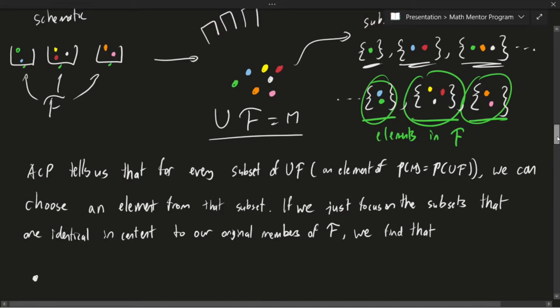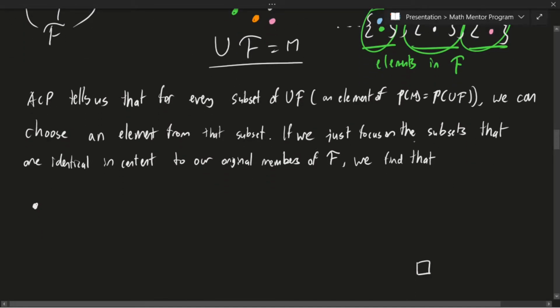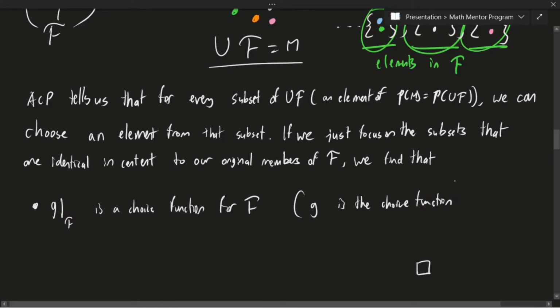So the formal way of writing this is that if we just focus on the subsets that are identical in content to our original members of F, we find that the function g restricted to F is a choice function for F. Now, what is g? g is the choice function given to us by the axiom of choice power set form.